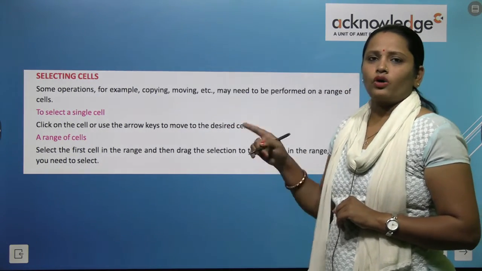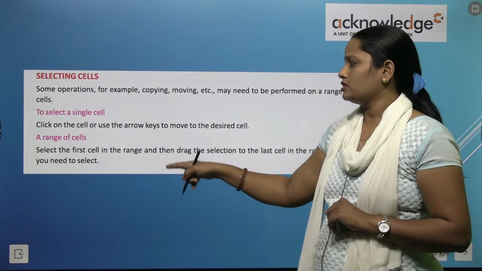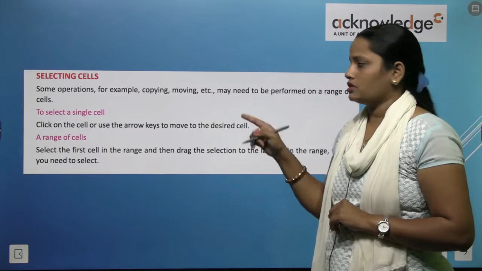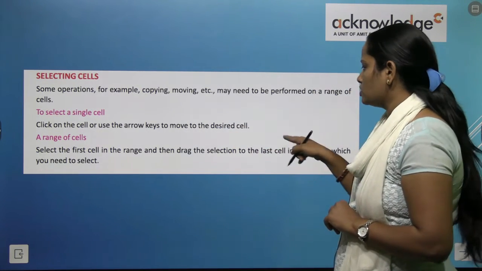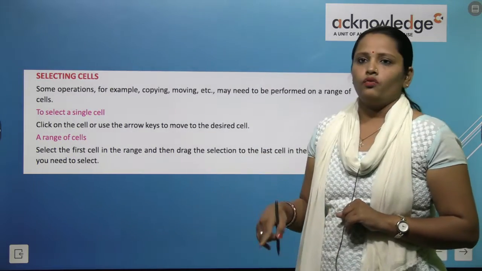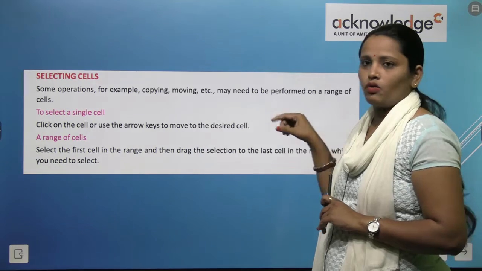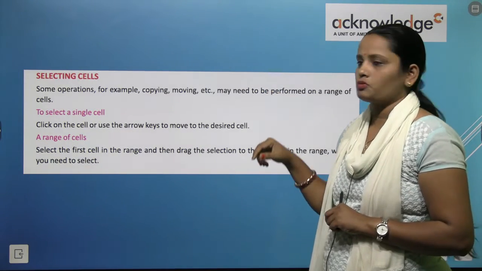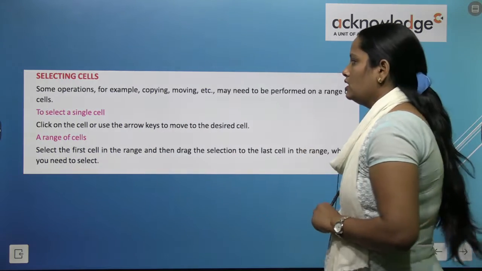A range of cells, how can we select a range of cells? A range means a group of cells. To select, we select the first cell in the range and then drag the selection to the last cell in the range which you need to select. So whatever range I want, we have to drag our mouse pointer to that point. First we have to select the first cell and then drag the mouse pointer.